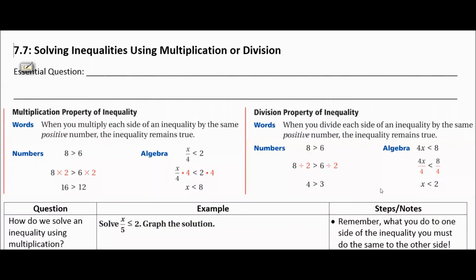What's up, sixth graders? Chapter 7, Section 7, Solving Inequalities using multiplication or division.